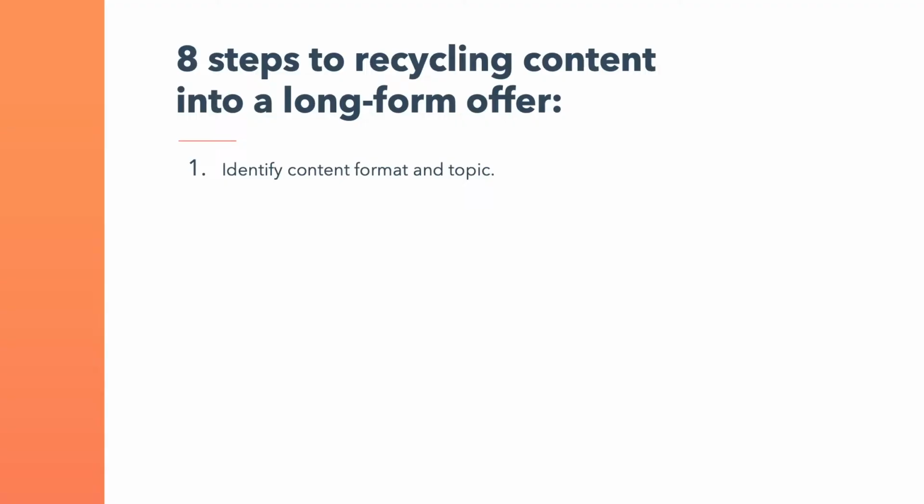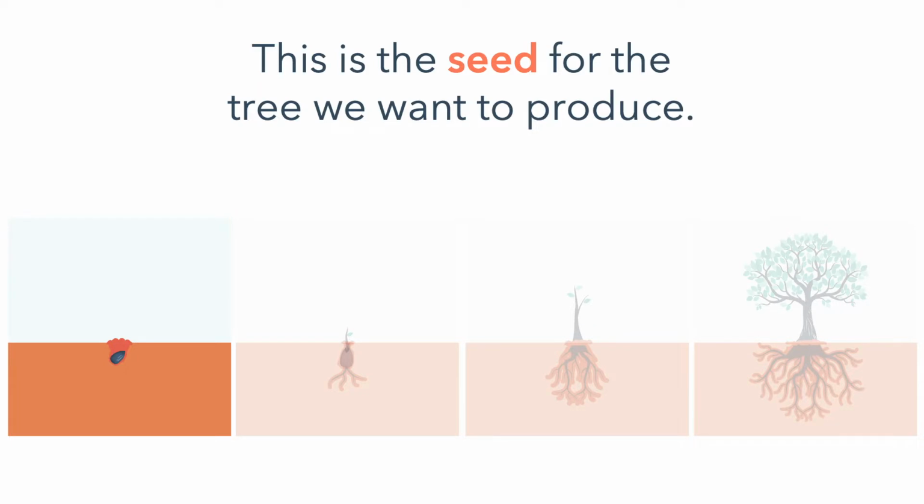Step 1, identify a content format and topic. We know our audience is made up of do-it-yourselfer project enthusiasts. Keeping this in mind, we knew we wanted to create a step-by-step do-it-yourself guide on how to convert a truck into a truck camper. This is the overarching idea or the seed for the tree we want to produce. We had to identify this first before planning it and developing the roots.